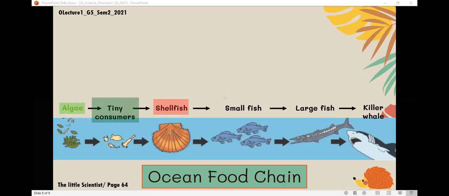Who are the carnivorous consumers? You said shellfish. What else? Shellfish and small fish. Who is the apex predator in this food chain? The killer whale.